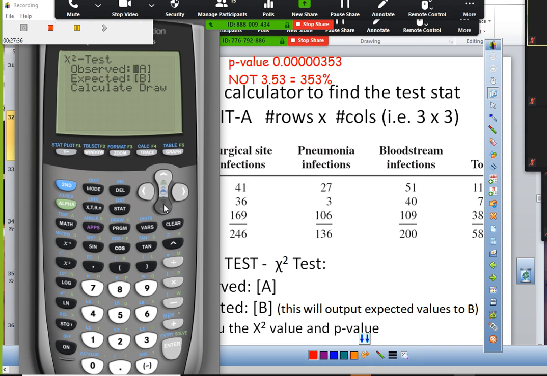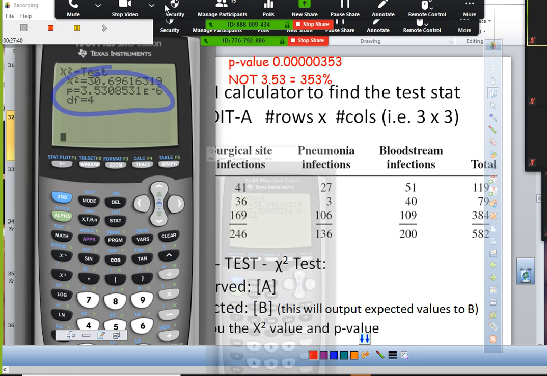I'm going to arrow down, calculate, enter, boom, there it is. What it gives you is the chi-squared, 30.696, which is what we saw on the last page. And it's going to give us our p-value. See what it says, 3.53?